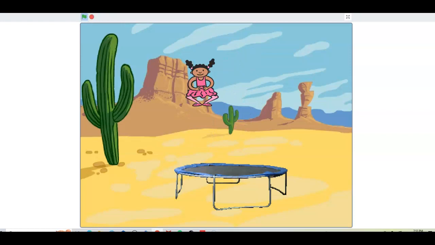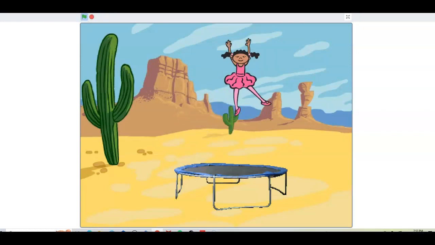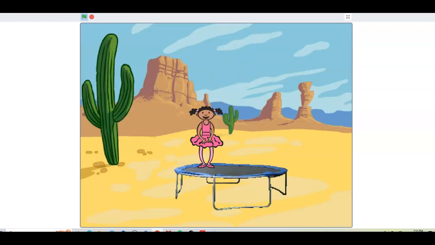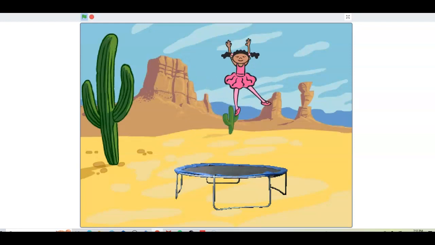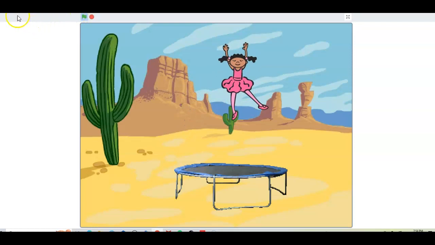So a student could have someone jumping on a trampoline to show potential and kinetic energy. They should add some words to this. They can also mark where sound energy might be happening. Okay, when she bounces on the trampoline, there's usually a sound.